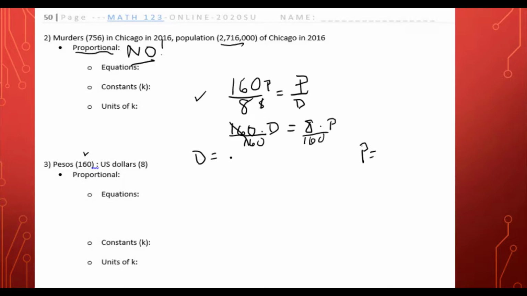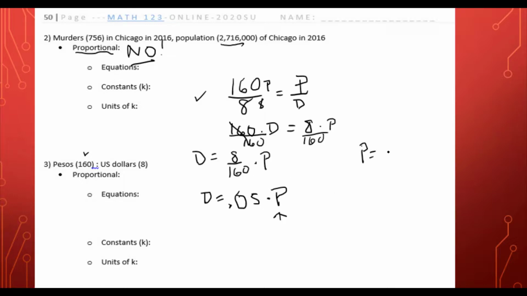That cancels, and I get D equals 8 over 160 times P. And I'm going to divide this on my calculator. So I'm going to get D equals 0.05 times P. So this means if I put in the number of pesos I want, I can convert pesos to dollars by multiplying by K, which is 0.05.